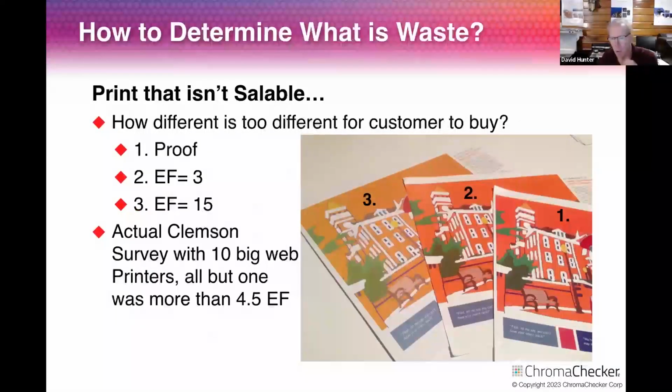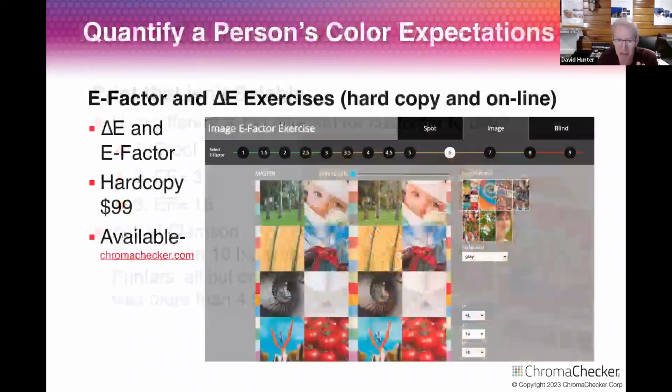And in this way, we can now use this metric to quantify what's waste. So this was a real Clemson job that you see in the lower right-hand corner. We presented the findings at a color conference about probably 6 years ago. And these are actual examples from printers that got a digital file with instructions to match Grackle. And you can see some printers did better than others. The number 3 is actually 15 E factor different from Grackle. And I think everyone can say, yeah, no one's going to accept that.